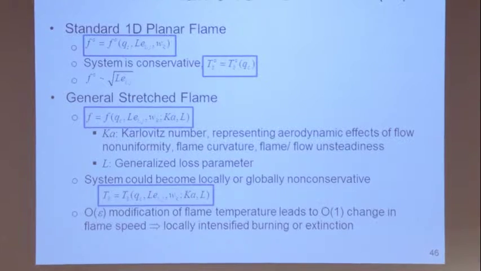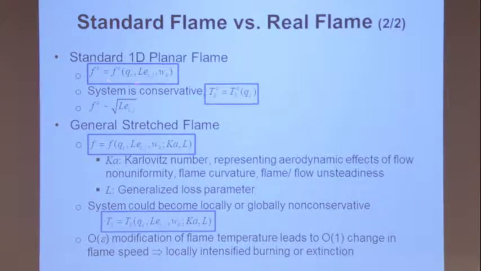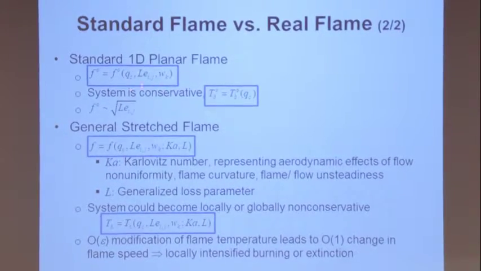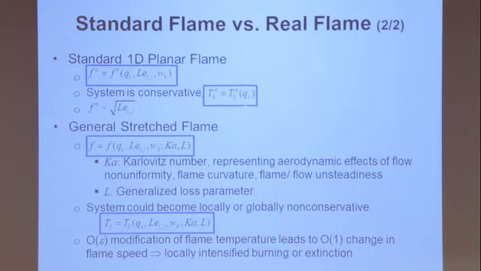So fundamentally, with the standard 1D flame, the flame speed depends on several parameters: the heat release, the Lewis number, and the reaction rate. Temperature is just the adiabatic flame temperature, which depends on the heat release rate.